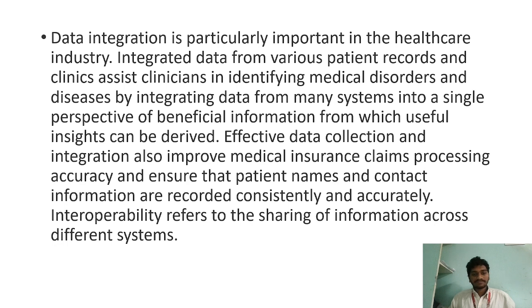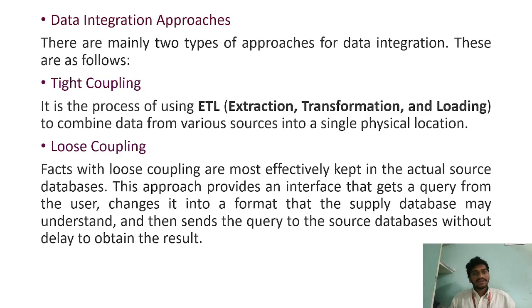Interoperability refers to the sharing of information across different systems and data integration approaches. There are mainly two types of approaches for data integration. These are as follows: tight coupling and loose coupling. Tight coupling is the process of using ETL, extraction, transformation, and loading, to combine data from various sources into a single physical location.